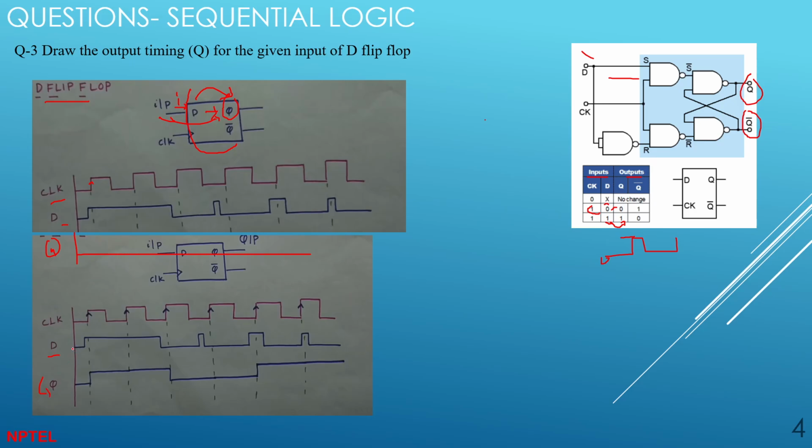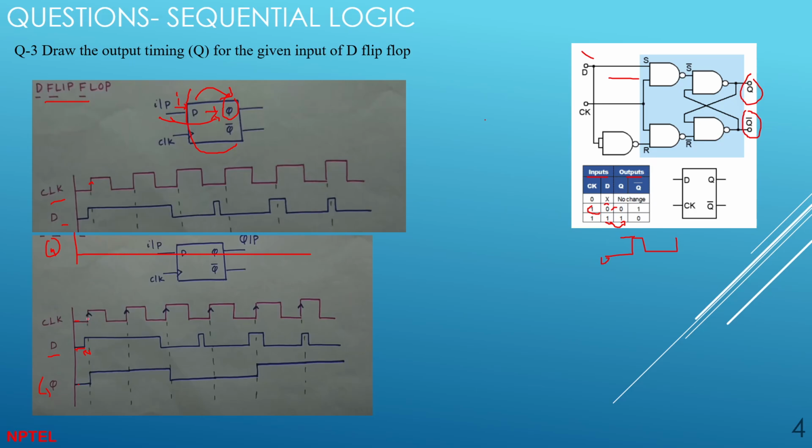When D is zero and the clock is zero, no data will transfer from D to Q. Let's assume the Q default value is zero. Then there is a change in the value of D, an increase, but it won't change Q because the clock is still not high. The clock is zero here, and if the clock is zero, there is no change.